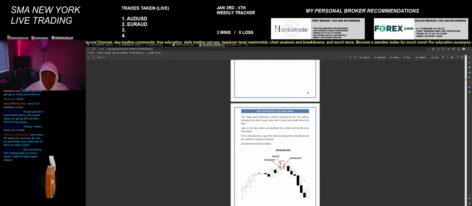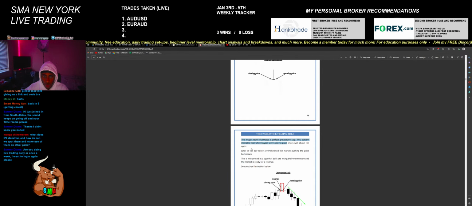Let's see. The image above illustrates the perfect gravestone doji. This pattern indicates that while buyers were able to push price well above the open, later in the day, sellers overwhelmed the market, pushing the price back down, like I just reviewed on AUD USD. This is interpreted as a sign that bulls are losing the momentum and the market is ready for a reversal.